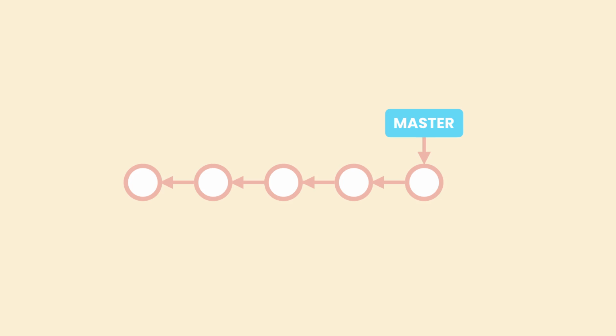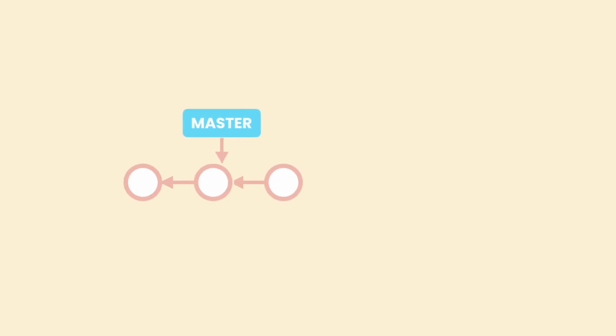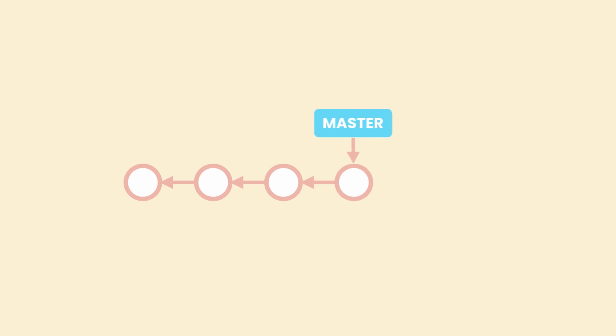Now, the way Git represents branches is using a pointer. So master is pointing to the last commit we have created so far. So as we create new commits, master moves forward to point to the last commit.